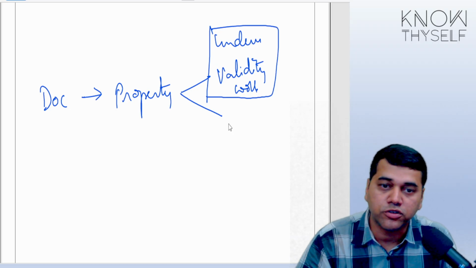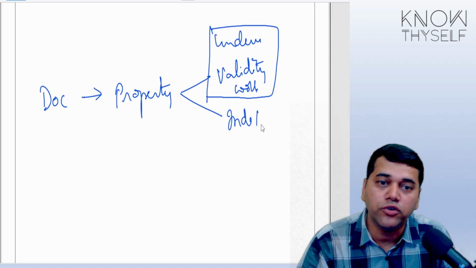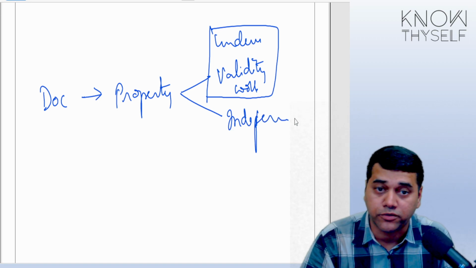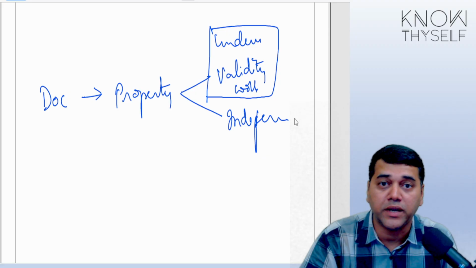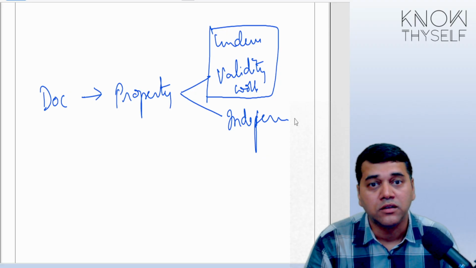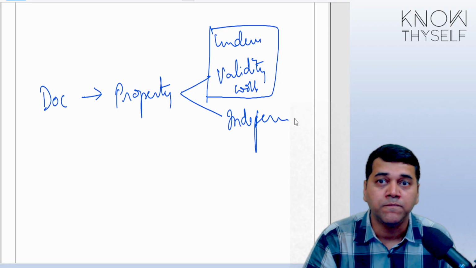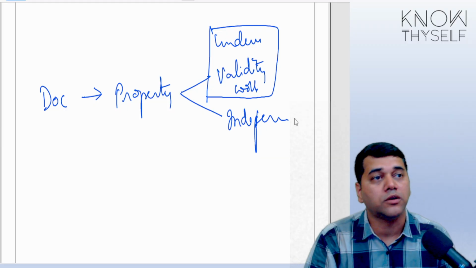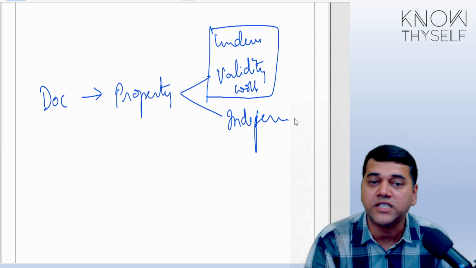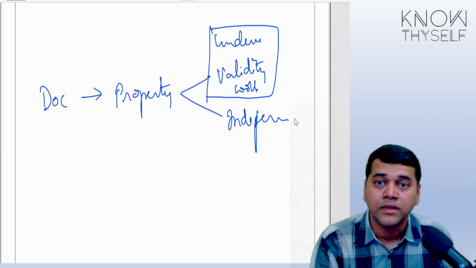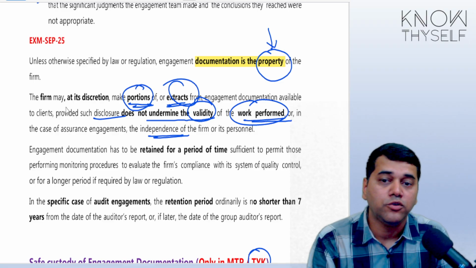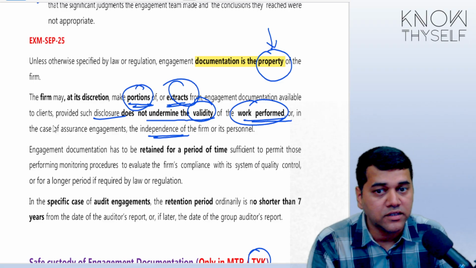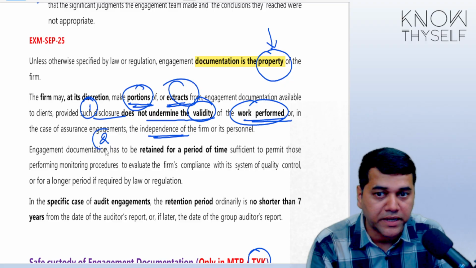And in the process of sharing, you should not lose your independence and unpredictability also. Please keep this also in mind. Don't share everything to the client, so that they understand your sampling method, how you analyze, how you select your audit procedures. They should not understand everything, because that is your secret. So when you are giving the extract, these are the two elements you need to keep in mind.